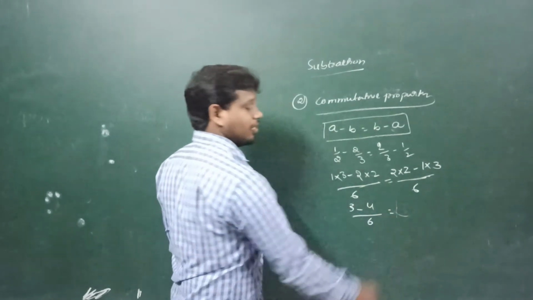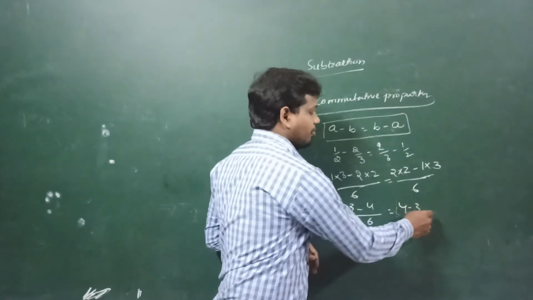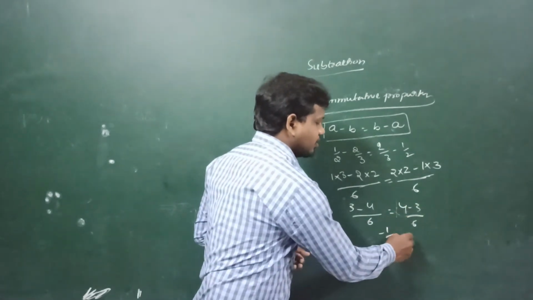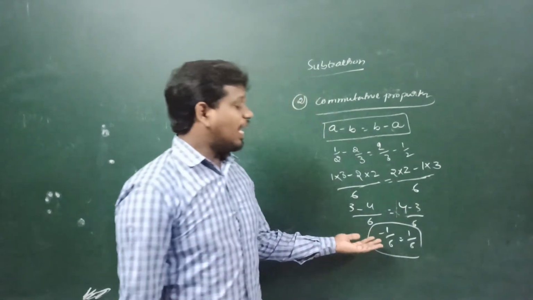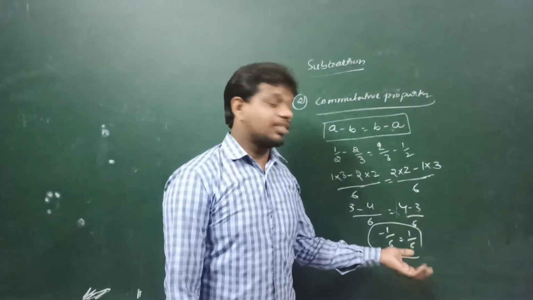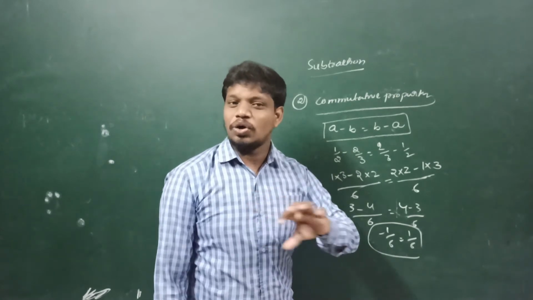By 6 equal to 2 times 2 is 4 minus 3 by 6. 3 minus 4 is minus 1 by 6. 4 minus 3 is 1 by 6. Once see, children, left hand side is minus 1 by 6. Right hand side is plus 1 by 6. Are they equal, children? No.